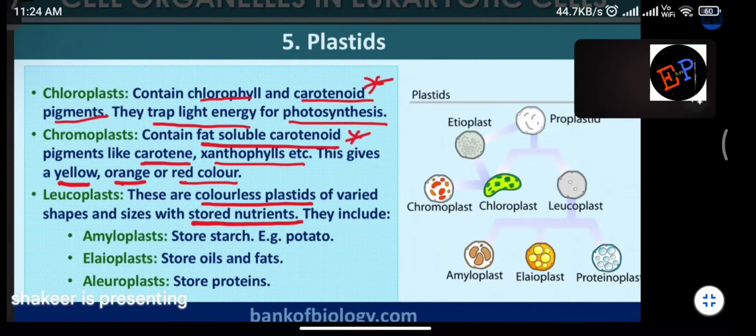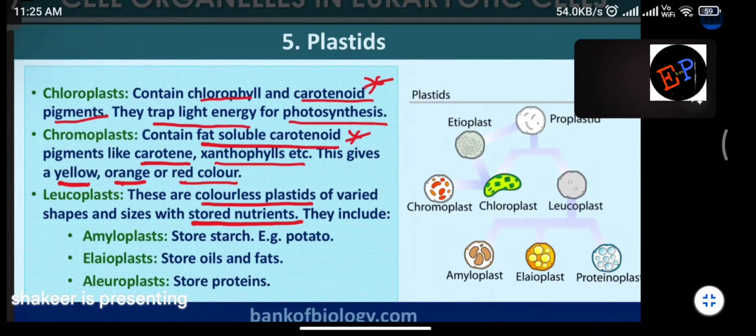Starting class లోనే చెప్పినాను గుర్తుందా మీకు? Plastids are responsible for photosynthesis as well as for storing some proteins. For photosynthesis, which is responsible? For photosynthesis, chloroplast plastid is responsible.